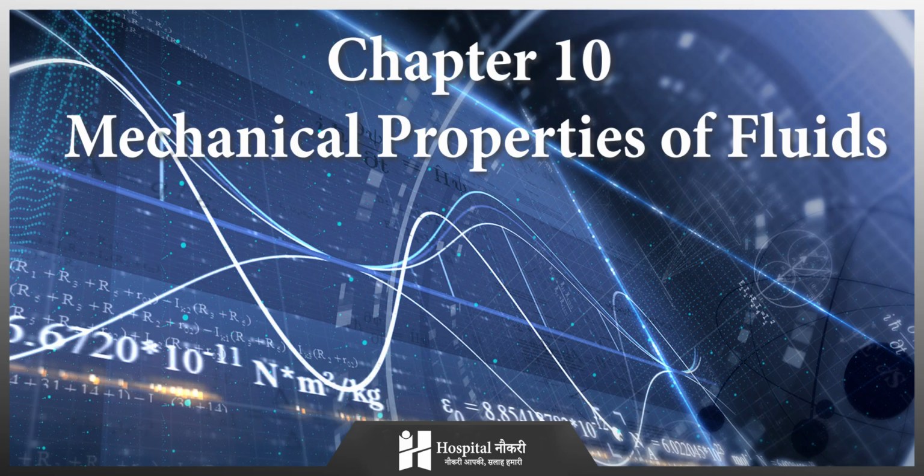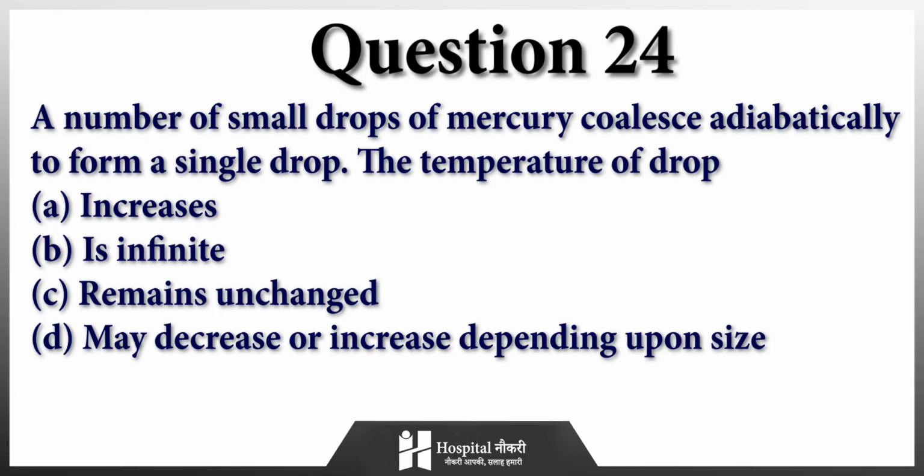Next MCQs are from mechanical properties of fluids. First question is, a number of small drops of mercury coalesce adiabatically to form a single drop. The temperature of drop A, increases, B, is infinite, C, remains unchanged, D, may decrease or increase depending upon size. The correct option is D, may decrease or increase depending upon size.